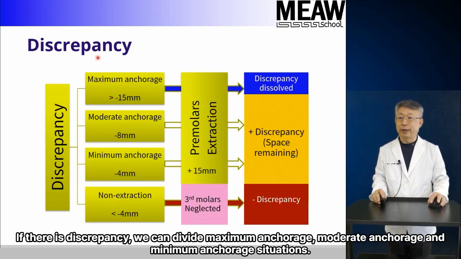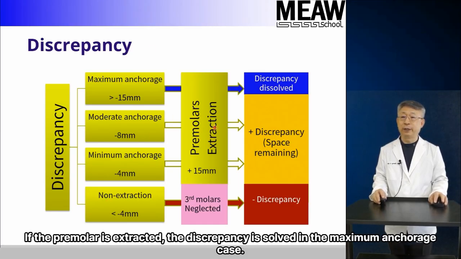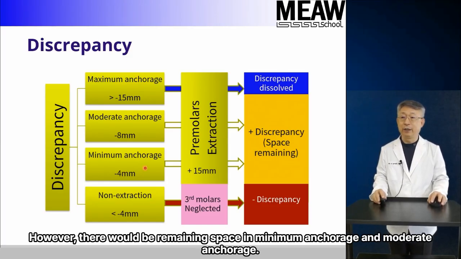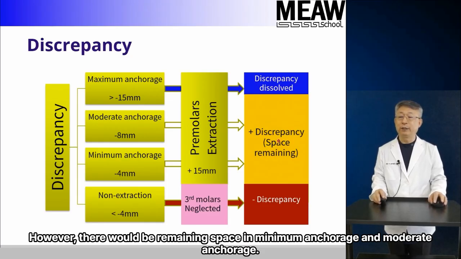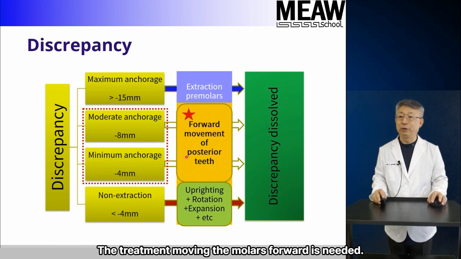If there is discrepancy, we can divide maximum anchorage, moderate anchorage, and minimum anchorage situations. In the extraction case, the premolar's extraction is necessary. If the premolar is extracted, the discrepancy is solved in the maximum anchorage case. However, there would be remaining space in minimum anchorage and moderate anchorage. So, while closing the space, you need to find another way rather than moving the anterior teeth. The treatment moving the molars forward is needed. Then, you can close the space maintaining aesthetics.